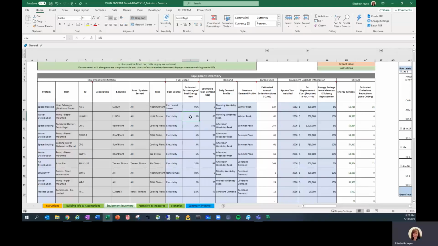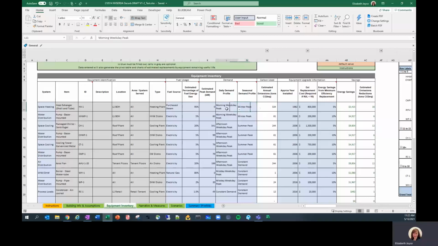Again, estimates are fine. You'll also want to estimate the peak demand associated with that piece of equipment if it is electricity using. And then finally, you'll want to make an estimate of its demand profile. When does this piece of equipment use energy? Is it in the morning, midday, afternoon, nighttime, or is it pretty constant throughout the day? And also whether there's a seasonal demand profile. Is it summer, winter, or constant throughout the year?